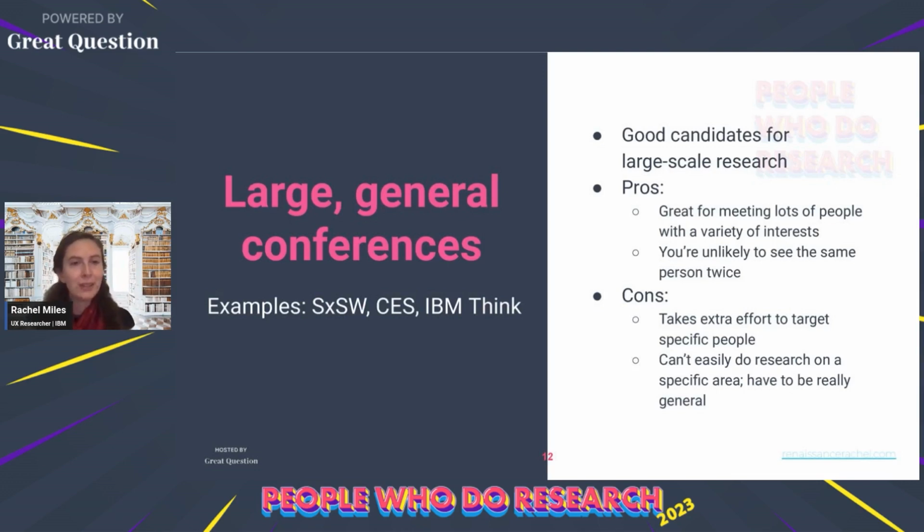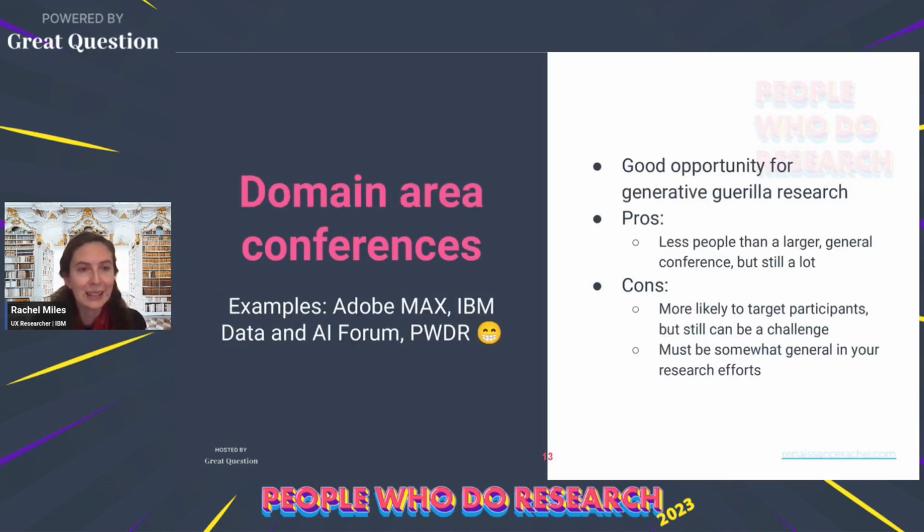And so what's difficult about doing research at large conferences is that it takes extra effort to target specific people. So you can't really do research on a very specific focus area. You've got to be more general, which can be good or bad. It really just depends on how you frame everything, and isn't that how research always is?